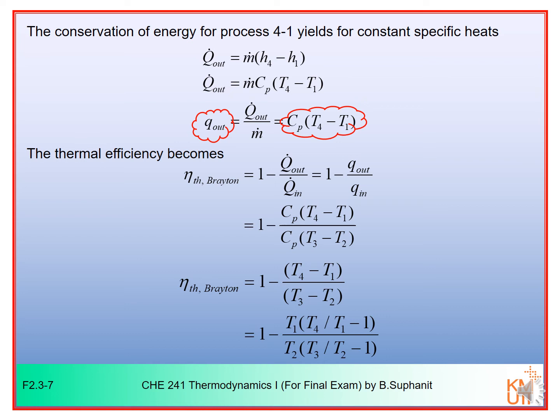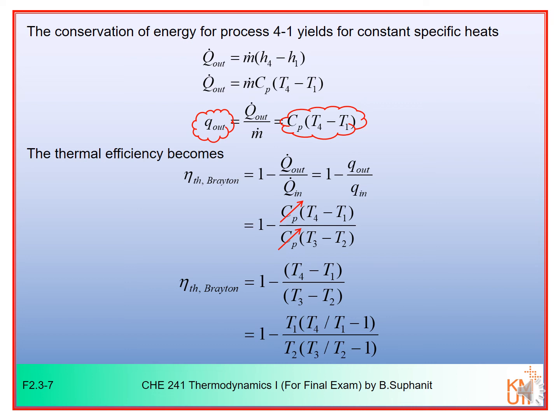Now, we can substitute Q out and Q in back into the efficiency equation. So we'll have the Brayton efficiency equals 1 minus Cp multiplied by T4 minus T1, divided by Cp multiplied by T3 minus T2. From the cold air standard assumption, the Cp value is constant and can be cancelled out. The Brayton efficiency can therefore be reduced to 1 minus T4 minus T1 divided by T3 minus T2.